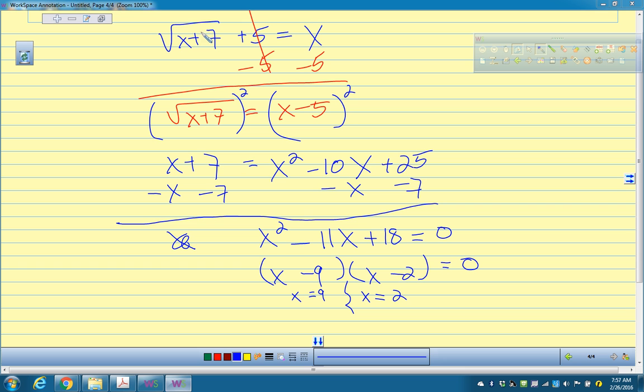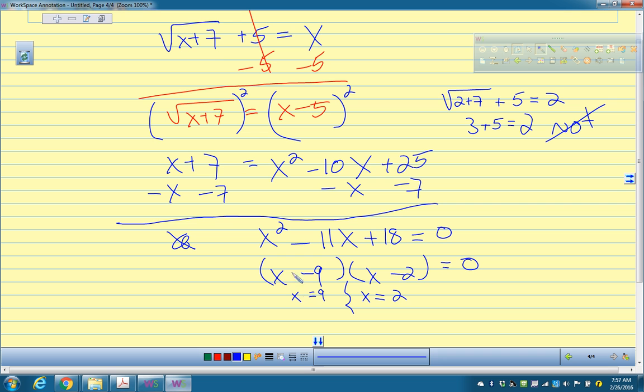If I plug in 2 in there, 2 plus 7 is what? What's the square root of 9? 3. 3 plus 5? 8. Is 8 equal to 2? You understand what I just did? I plugged 2 in here and here. So if I plug 2 in here, I get the square root of 2 plus 7, plus 5 equals 2. And I get 3 plus 5 equals 2. And that's not true.